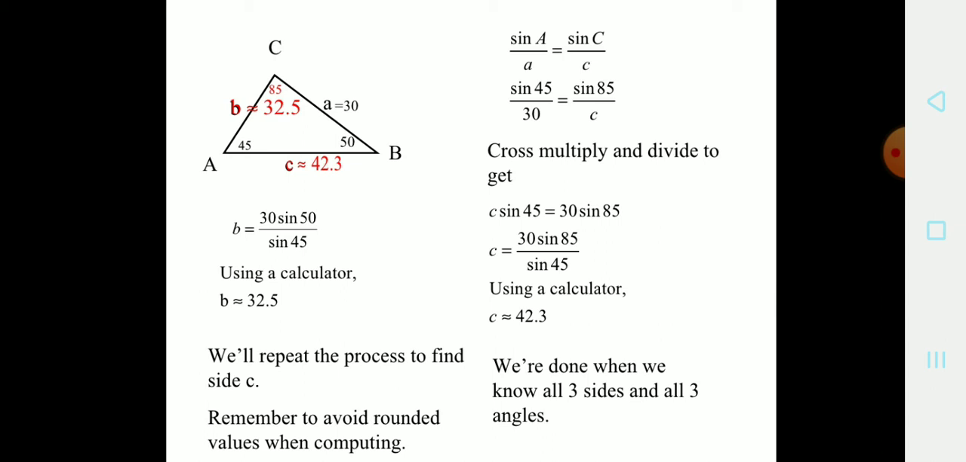So sin A over a equals sin C over c. So sin 45 over 30 equals sin 85 over c. Cross multiply and divide to get c sin 45 equals 30 sin 85, so c equals 30 sin 85 over sin 45. Using a calculator, c equals 42.3, and b equals 32.5. We repeat the process to find side c. Remember to avoid rounding values when computing. We then denote all three sides and all three angles.